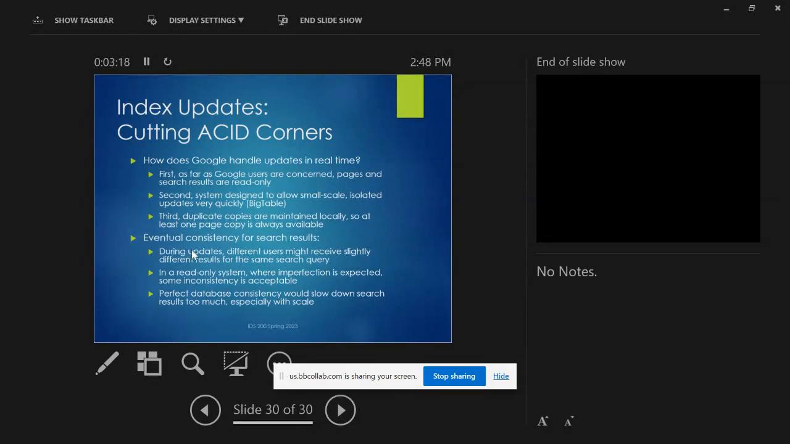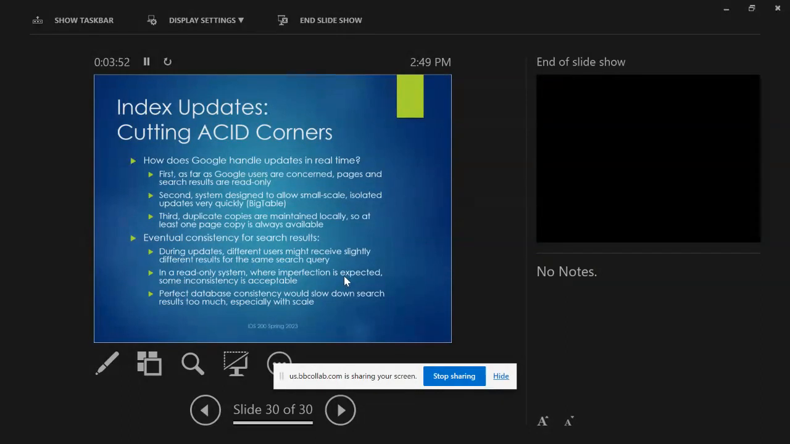And third, because Google, for pretty much everything, maintains duplicate copies, even if Google's doing an edit on one or two copies, that third copy is always going to be available. So just like Facebook used eventual consistency for people who liked such and such posts, Google can do the same thing for search results. And again, yeah, the risk here is people can get slightly different results from entering the same set of terms, either at different data centers or even at the same data center, based on which set of pages they're looking at.